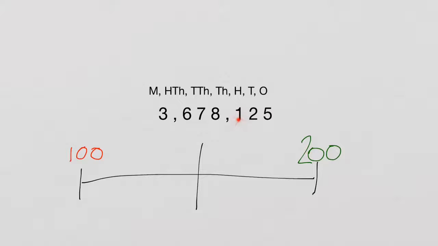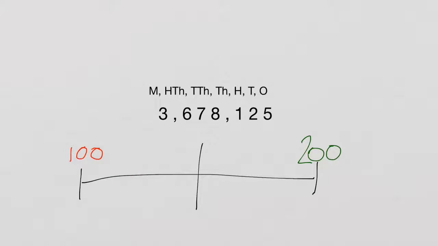Nearest 100, well, we need to put this number, 125, onto my number line. Well, if this is the midpoint, that would be 150. So 125 is somewhere here. Now, which is the nearest 100? It's as simple as it sounds. It's closer to this one. So this is where I'd round it to.